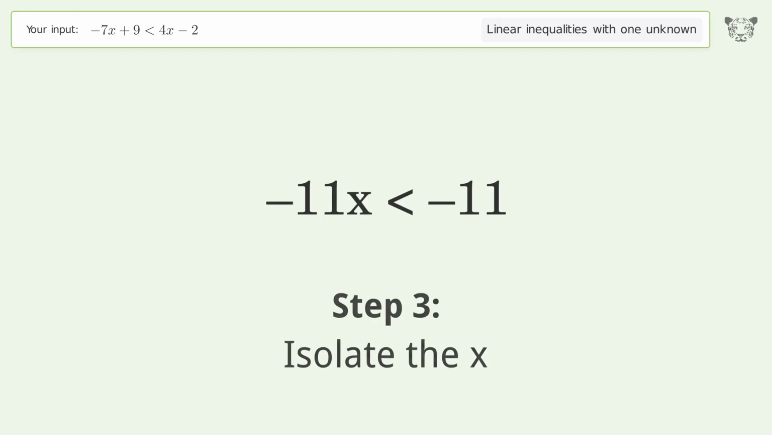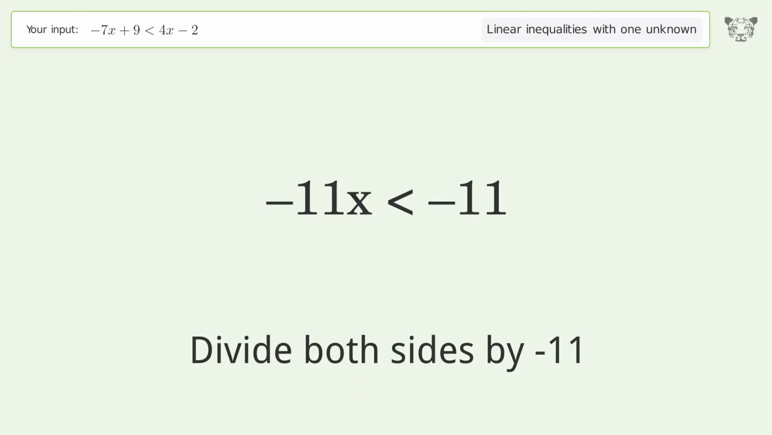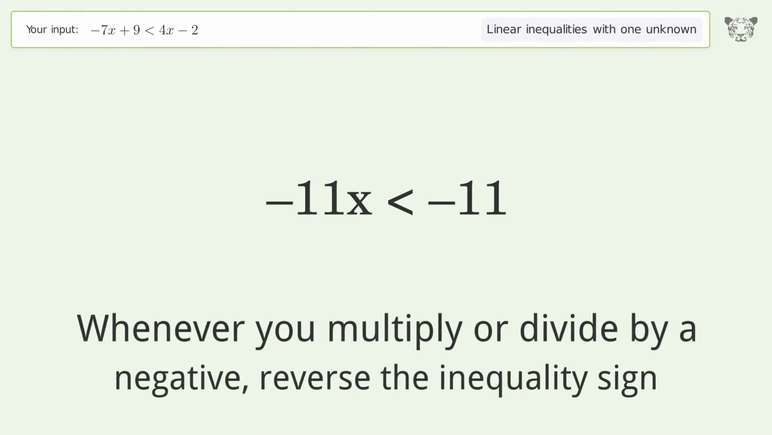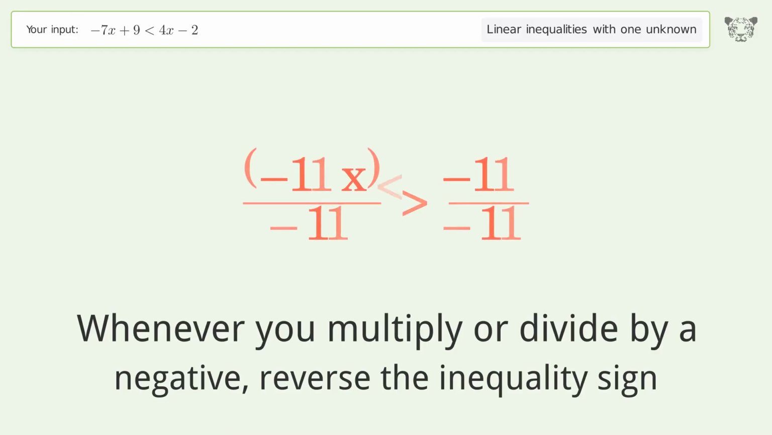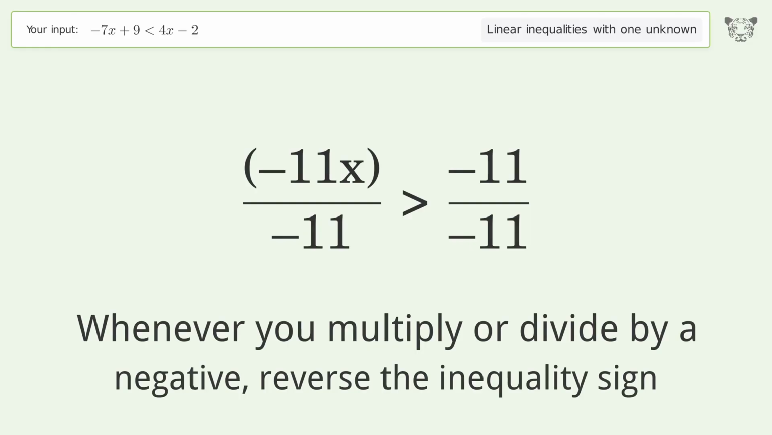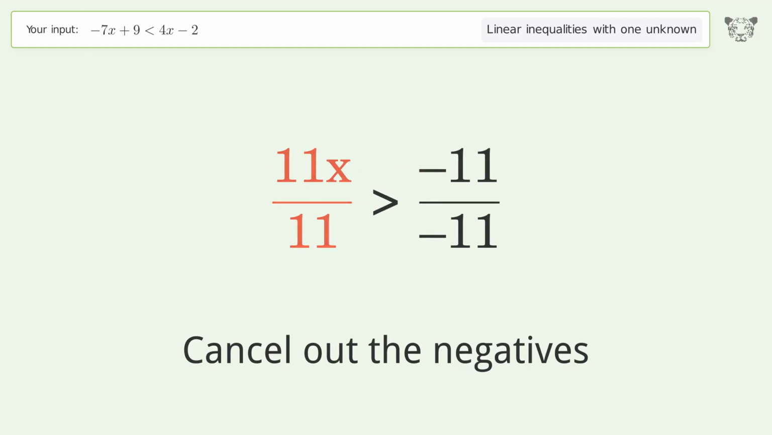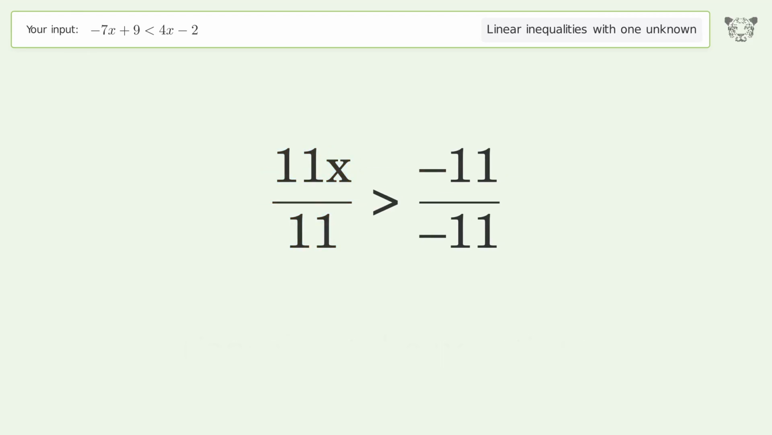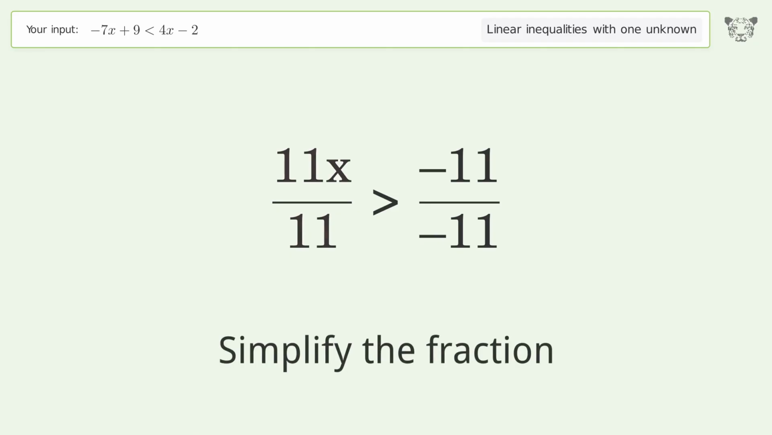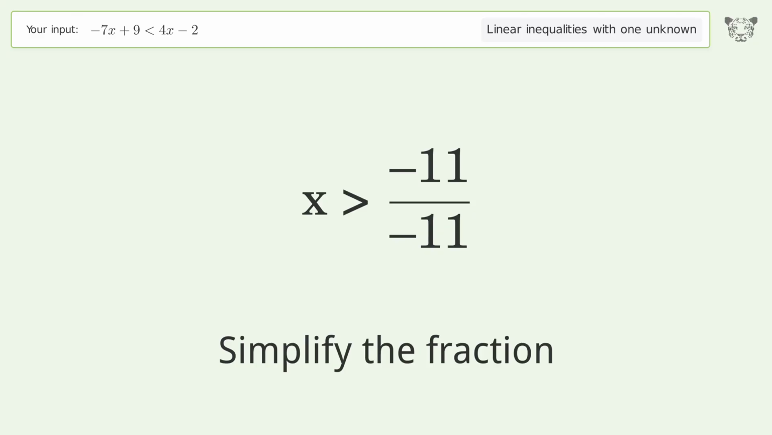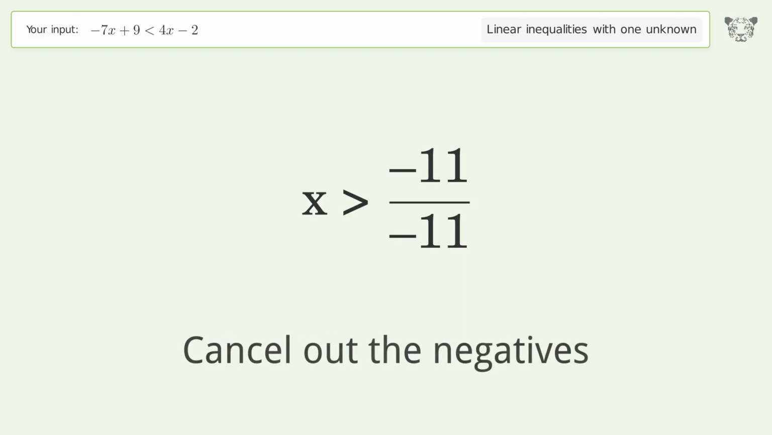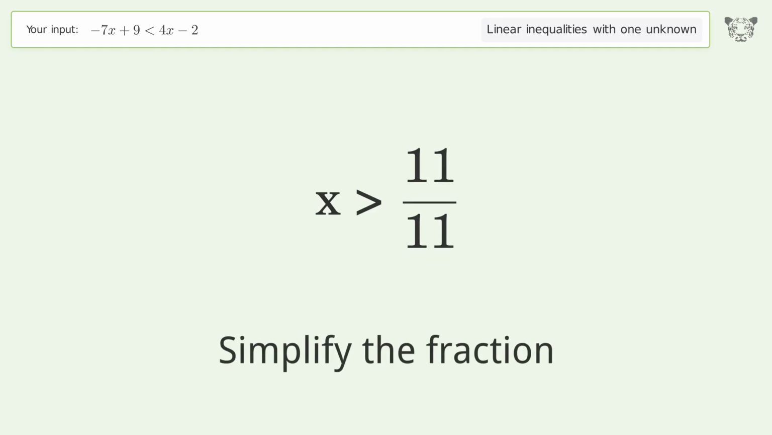Isolate the x. Divide both sides by -11. Whenever you multiply or divide by a negative, reverse the inequality sign. Cancel out the negatives. Simplify the fraction. Cancel out the negatives. Simplify the fraction.